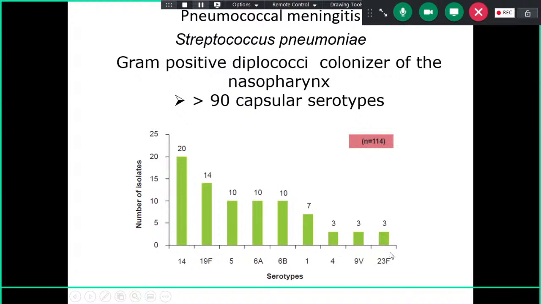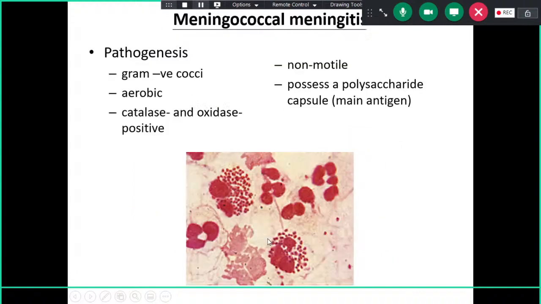And against these 14 different kinds of serotypes, you have an excellent capsular vaccine for older individuals, or a 9-valent or 13-valent conjugate vaccine for younger individuals.